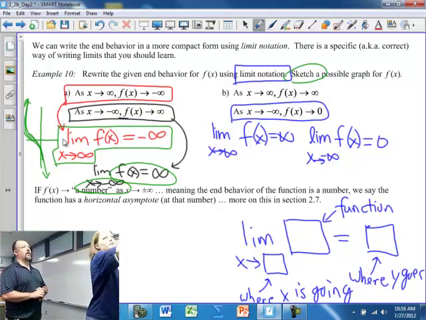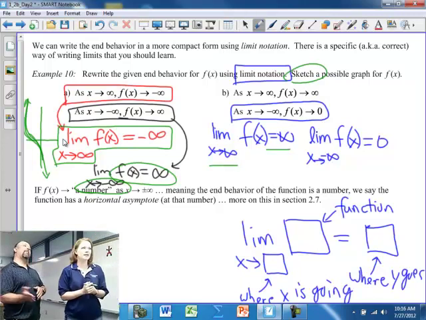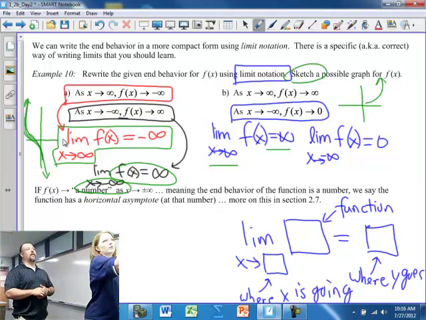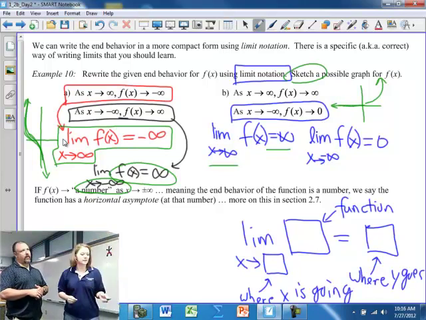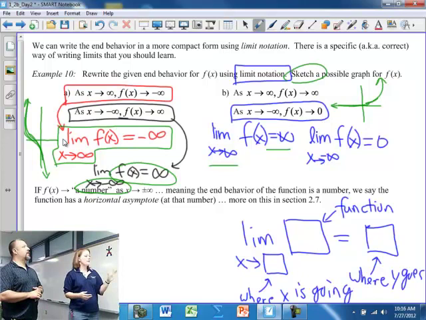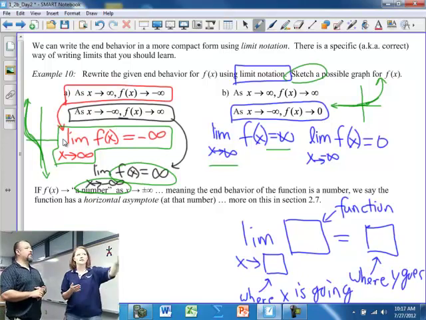So as I go to the right, I need to go up forever and ever. How about that? And as I go to the left, I need to go to 0. Good thing I didn't accidentally cross my 0. And again, we're going to pretend like those are connected. So there's our limit notation.